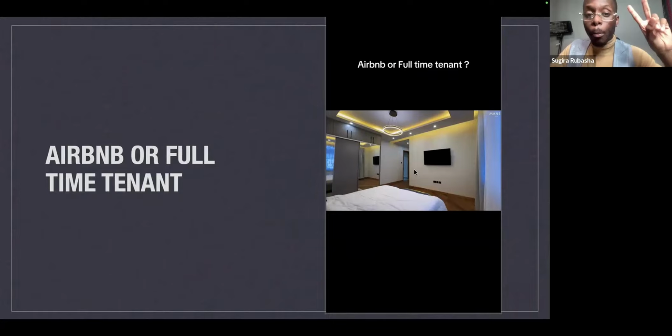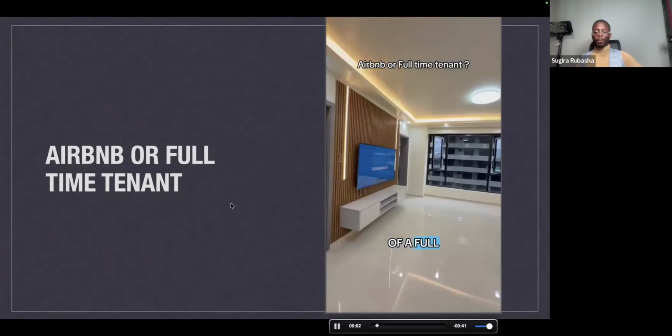And that's why, and put a number. So number one, if you want to do Airbnb, number two, if you want a full-time tenant, or number three, if you could do both, which I'm in the phase right now, we're doing both. Here are the pros and cons of full-time tenant.